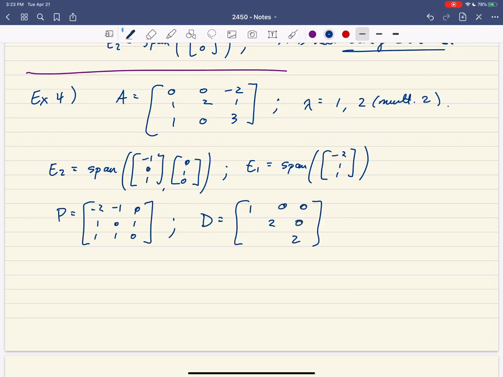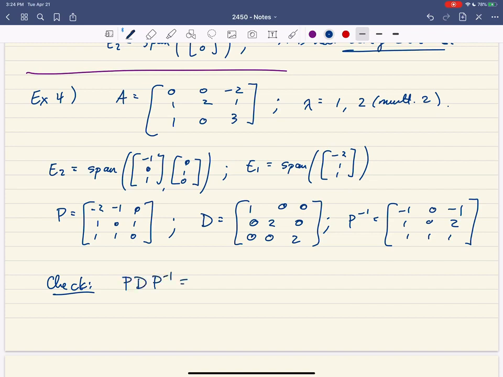And the rest are zeros because it's a diagonal matrix. It turns out that for this particular choice of P, P inverse is going to be the matrix -1, 0, -1, 1, 0, 2, and 1, 1, 1. Okay, multiply these together. You really should check that if you take P times D times P inverse. These are just really simple matrix multiplications, but they're worth checking. It's very satisfying to check that this all works. You really do get A. And that is how that works.